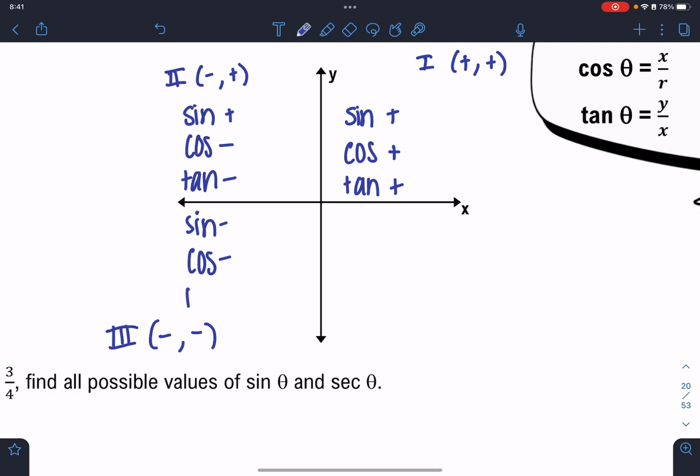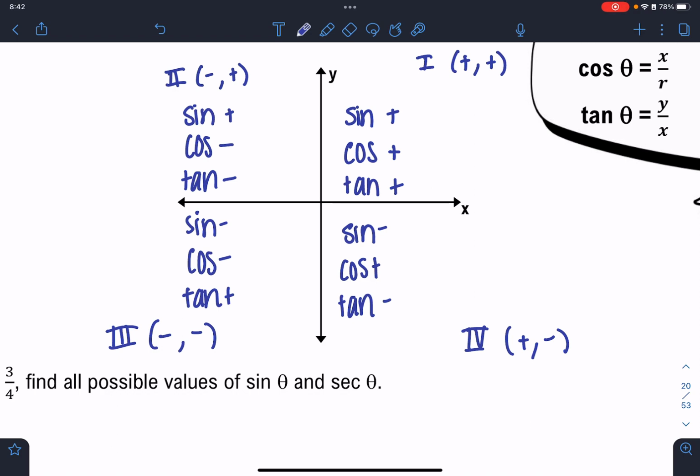But my tangent is actually going to be positive because a negative stacked over a negative is a positive number. And then finally, that fourth quadrant, we have a positive x because we're moving to the right, but a negative y. So I would say now sine is going to be negative, cosine is going to be positive, and tangent is going to be negative.